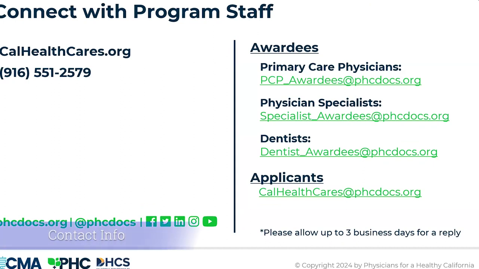If you have questions about completing this form or about submitting a required document, there's a couple different ways that you can reach out to us. Awardees can email their corresponding awardee inbox, and applicants can email CalHealthCares at phcdocs.org. Please allow up to 3 business days for a reply, and email is the preferred method of communication. We also have a phone number that you can reach us at, and we also recommend going to calhealthcares.org for a plethora of resources to help you.